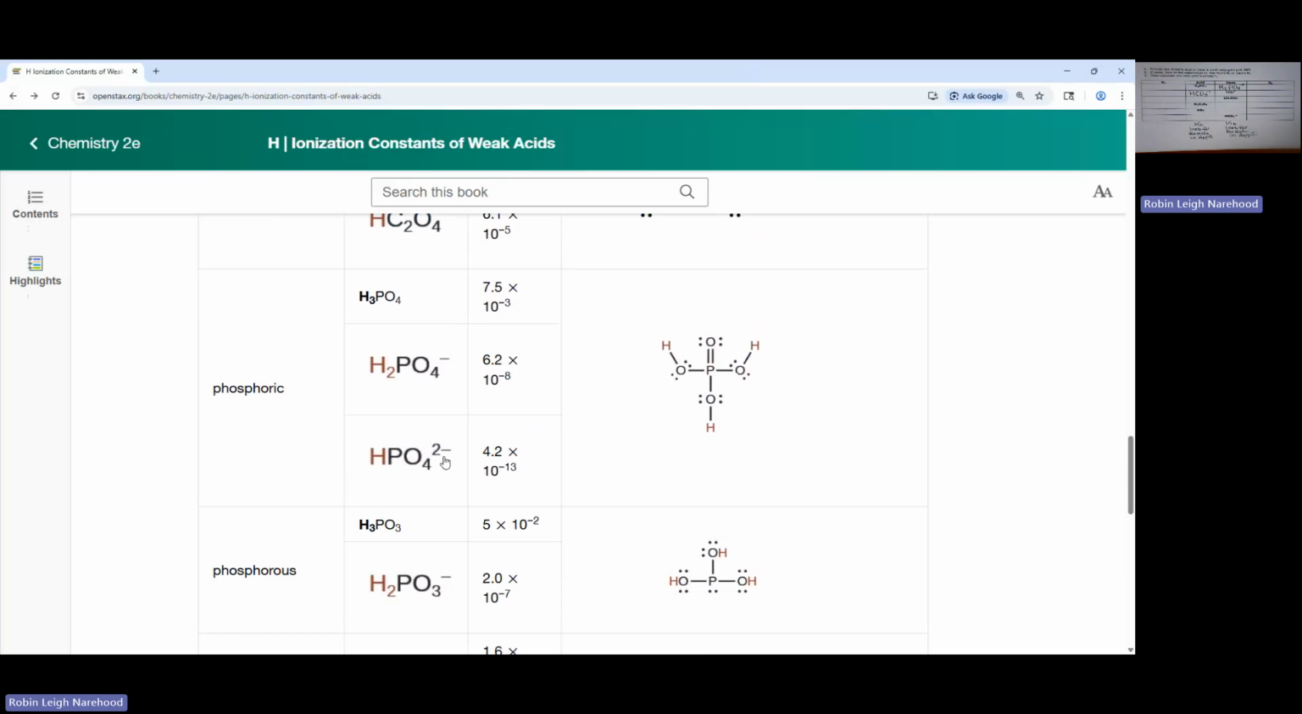So things like sulfuric acid, phosphoric acid, citric acid, those have more than one hydrogen. Carbonic acid has more than one hydrogen that would be considered acidic. And so what you'll find when you look up phosphoric acid is you will see 3 versions of it. You will see H3PO4, H2PO4 negative, and HPO4 -2.